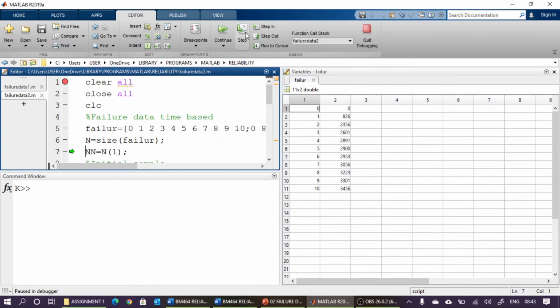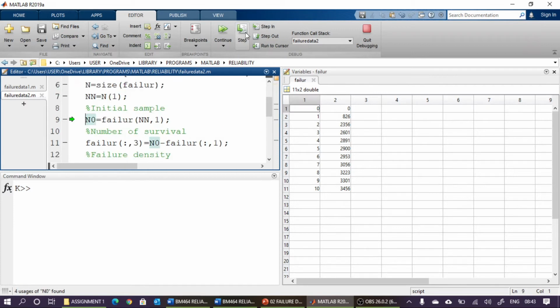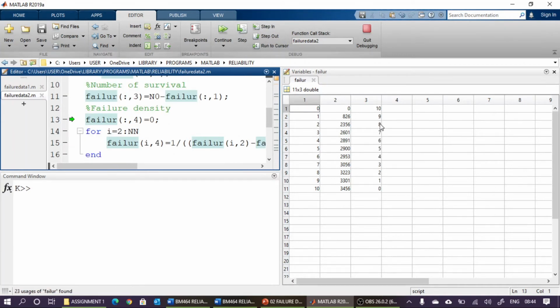Now we are going to calculate the survival. The third row is number of survival. Initially we have 10 components survived. After the failure of the first component, 9 components survived. After the failure of the second component, 8 components survived. So it will go that way: 10, 9, 8. After the failure of the 10th component, the number of survival is so.